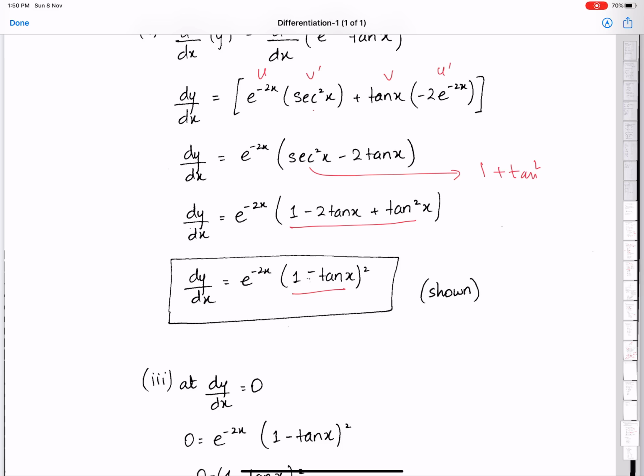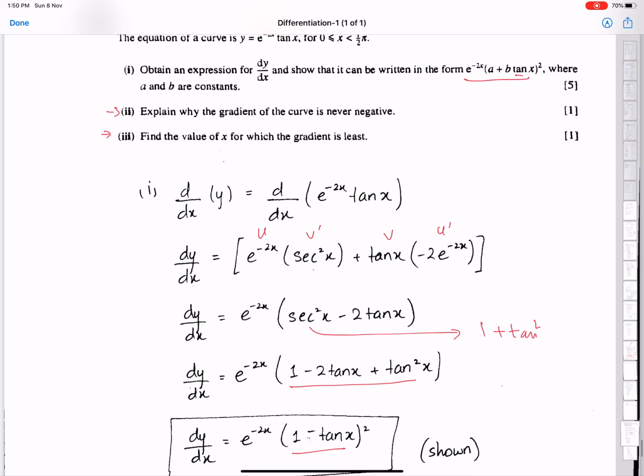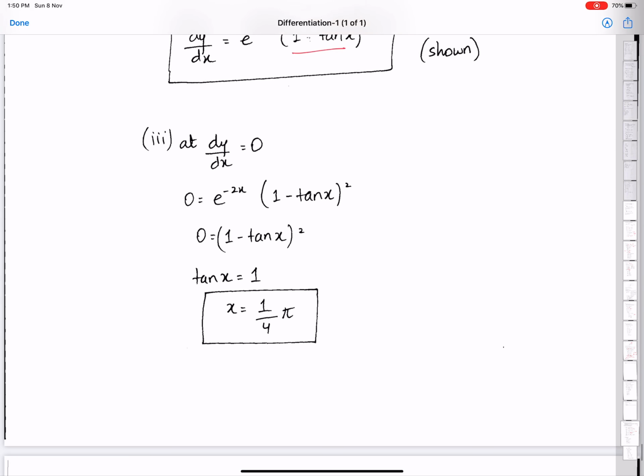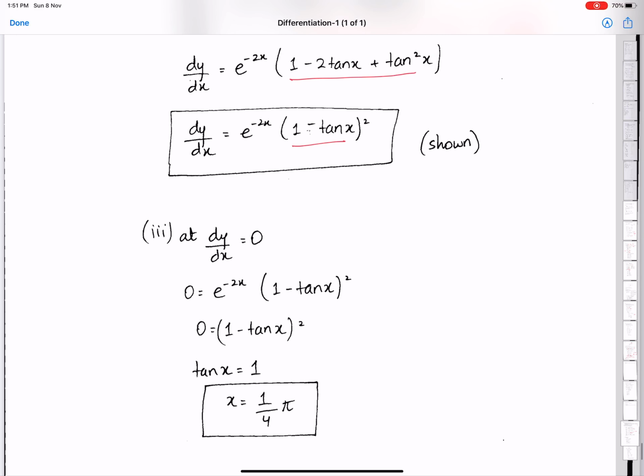Well, the second part: explain why the gradient of the curve is never negative. Well, part 2, let me solve part 2 here.